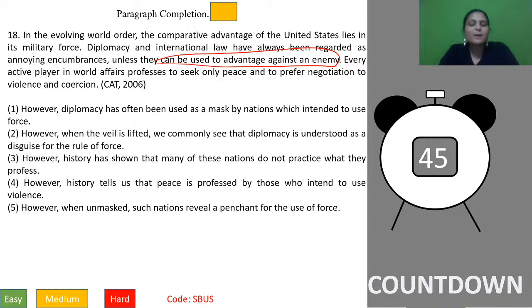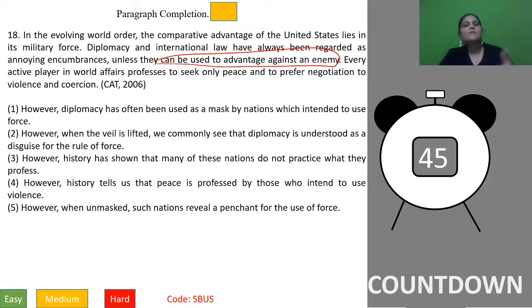ठीक है? Talking about this, they are saying these people outwardly, they only say that they want peace, everybody wants peace, and they prefer to negotiate instead of violence and coercion. So if you understand the passage, what he's trying to say, just like the passage we did the other time, that there are two opposing points of view coming. They are saying that outwardly they will say, oh yes, diplomacy should be there, international law should be there, and we should all vouch for peace. But inwardly, they actually believe in violence and coercion.